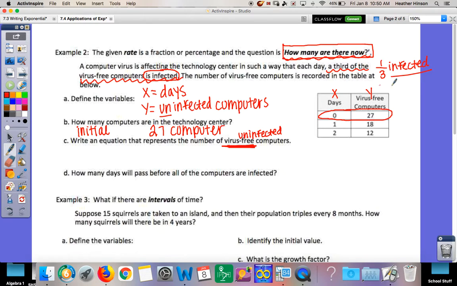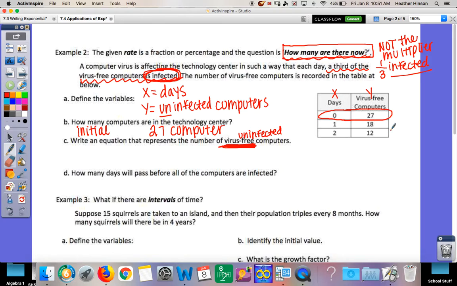So this 1/3, this is not your multiplier. This is not what you're going to plug in to your equation. This is not the multiplier because that's the infected computers. The equation has to be virus-free computers. For that, we want to go to our table. Go to your virus-free computers.